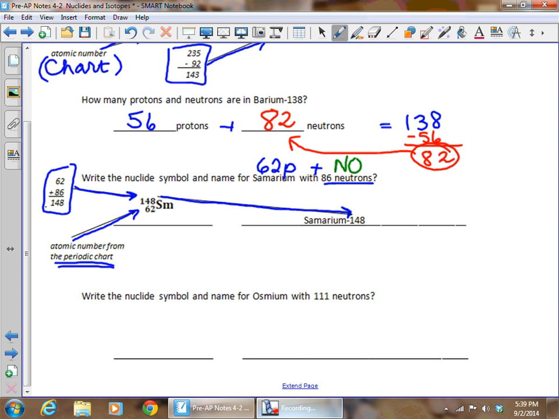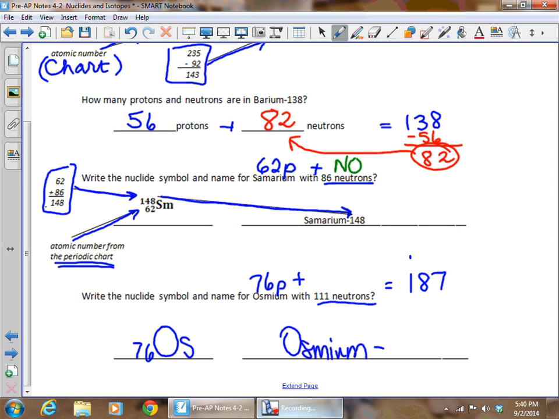So what do we know to begin with? Well, we know this is osmium and the symbol's Os. It's another weird one we don't see very often. And we know the name is going to start with osmium. If we look up osmium on the chart, we see that it's number 76. So we know that it has 76 protons, so that 76 is going to go on the bottom. Plus the 111 neutrons, we can see that we're going to end up with a mass number of 187.